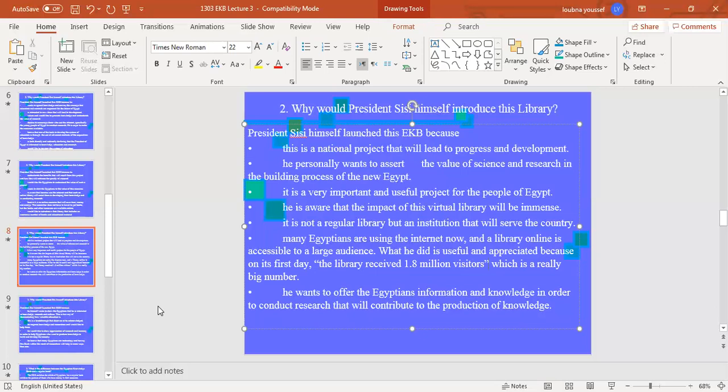Now, another answer, he wants to offer the Egyptians information about any field of knowledge that they are interested in, because the researchers in medicine, in engineering, in history, in geography need to read what others have produced in order to develop what others have produced and in order to produce knowledge. So by conducting research, through reading previous research, the Egyptians will contribute to the production of knowledge.